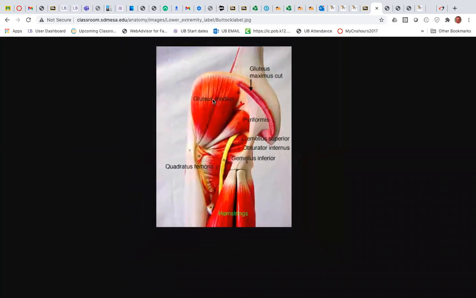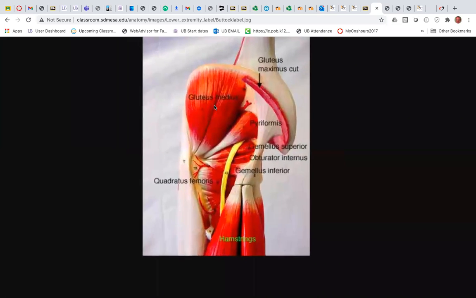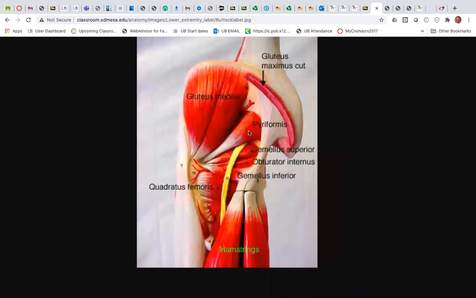Okay. Again, gluteus medius is a hip abductor, piriformis, hip external rotator, as all of these please go quietly muscles do. They're all hip external rotators.